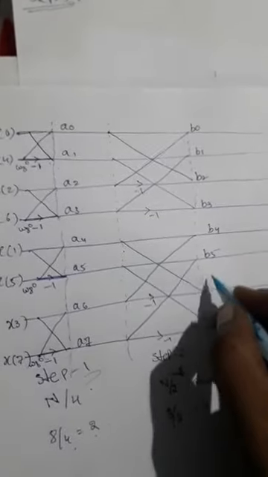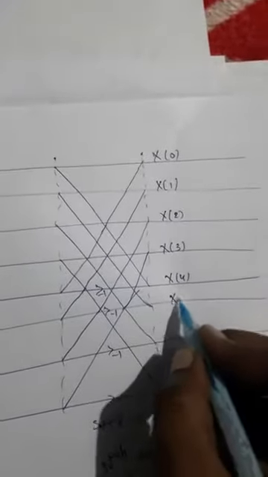And second stage outputs are B0, B1, B2, B3, B4, B5, B6, B7. And the third stage outputs are x of 0, x of 1, x of 2, x of 3, x of 4, x of 5, x of 6, x of 7.